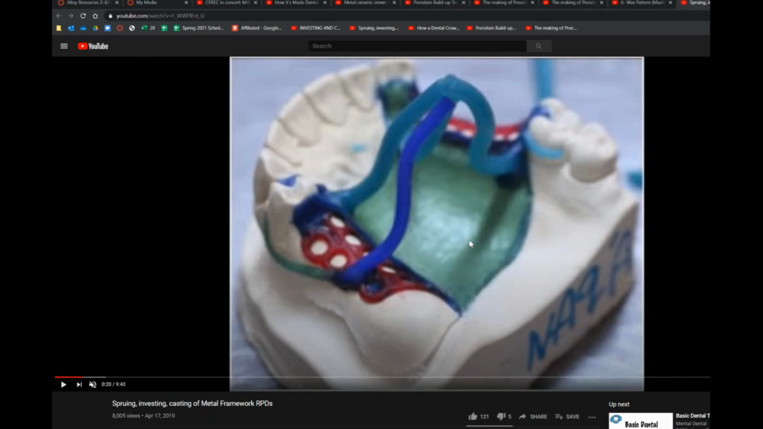This is a partial denture. It's the same idea. We make a partial denture from wax, the framework of the partial denture. As you can see, we build it with wax, and then we're putting these here, which are the sprues. We call them sprues, and these are the things that will make just a way for the metal to pour through after we burn out all of the wax.